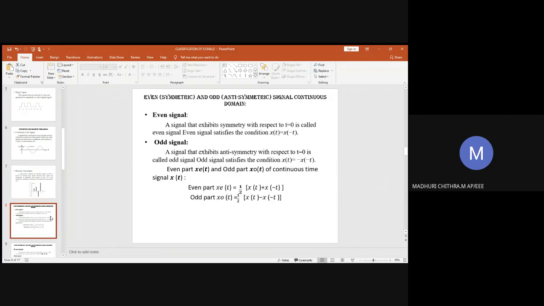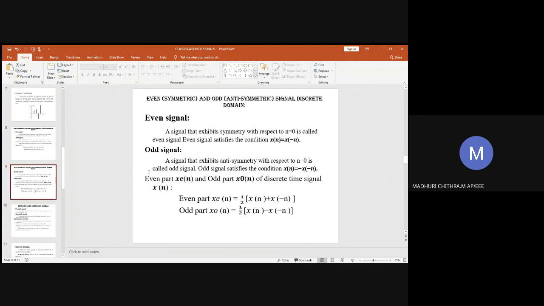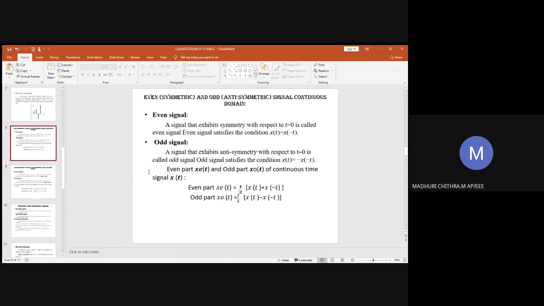Next, even and odd signals, that is, symmetric and anti-symmetric signals. We will see continuous time first and next we go to discrete time. I have already explained that if it is continuous, it is represented in the t format. A signal that exhibits symmetry with respect to t equal to 0 is called an even signal.